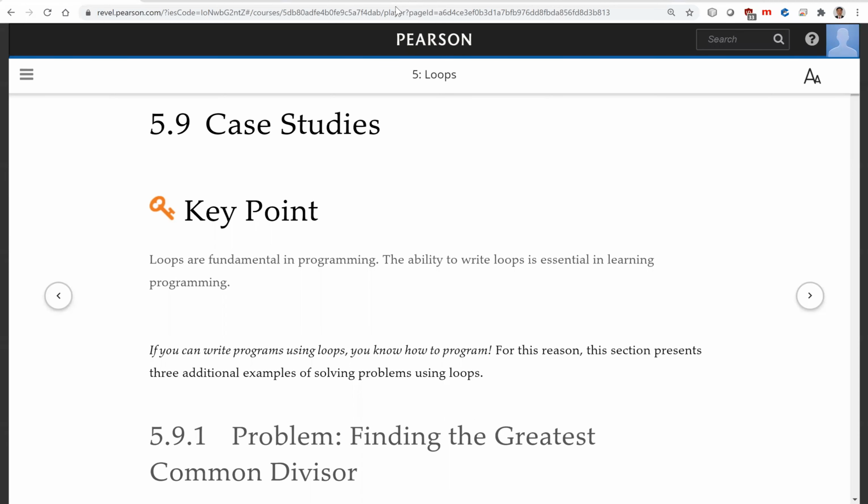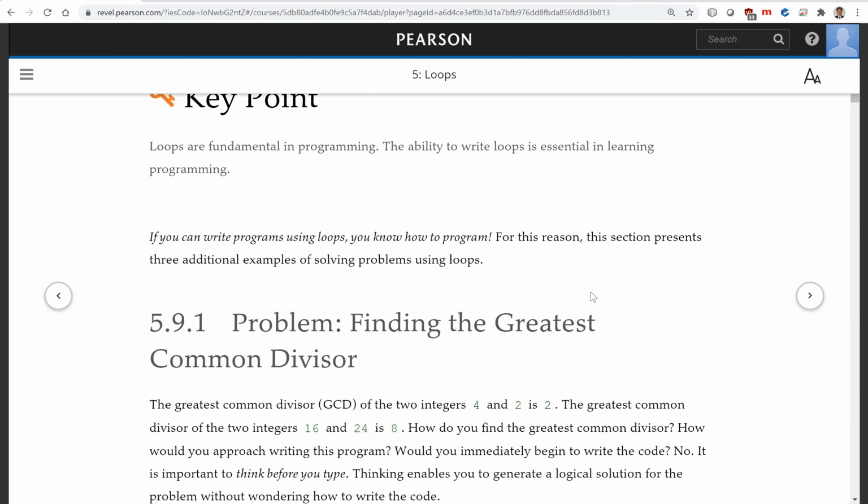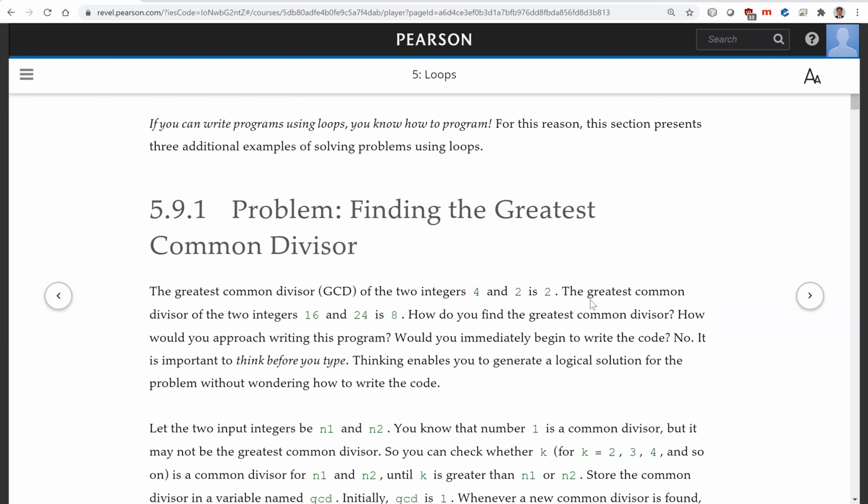Hello. In this section, we'll present 3 case studies. The first is to find the greatest common divisor. So you have 2 numbers. What is the greatest common divisor between these 2 integers? How do you find it? For example, the greatest common divisor of 2 integers, 16 and 24, is 8. How do you find it?